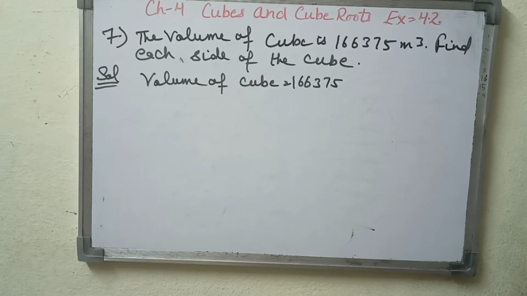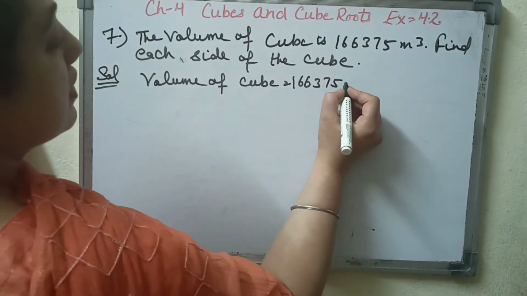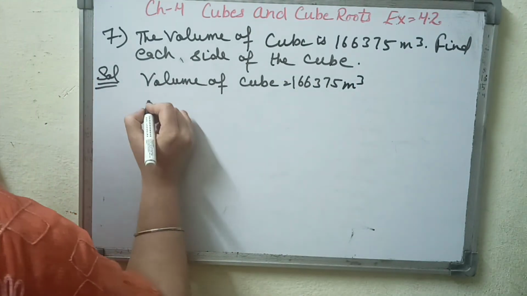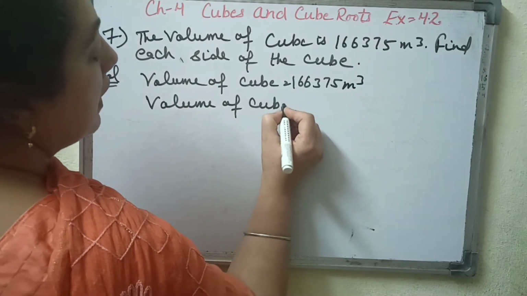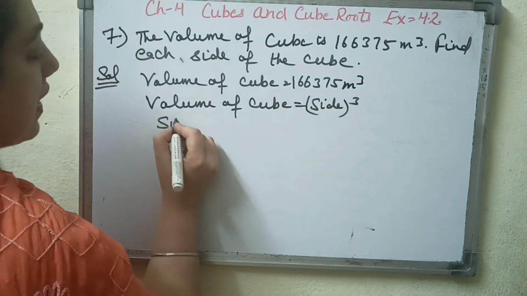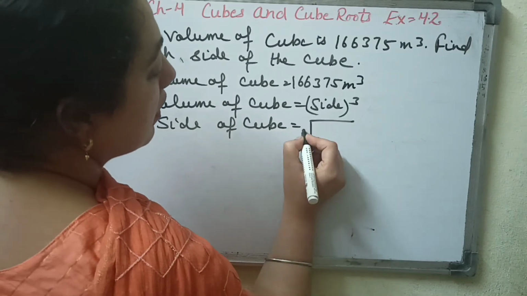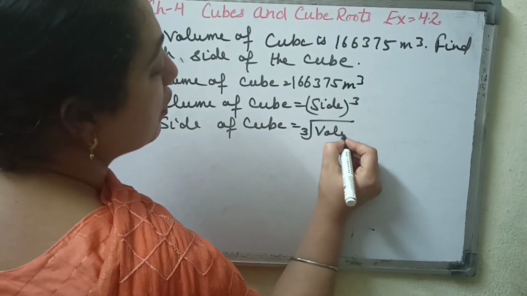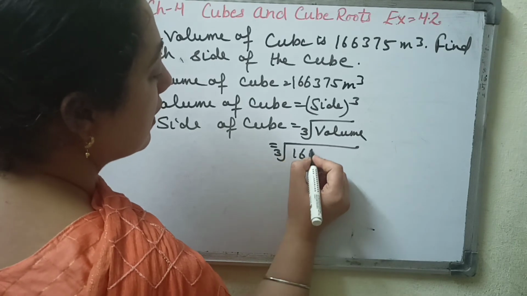Sum number 7: the volume of a cube is 166375 meter cube. Find each side of the cube. The volume is given to you, 166375 meter cube. And the formula of the volume of a cube is side cube. And the side of a cube, if you have to calculate it, the formula is cube root of volume.